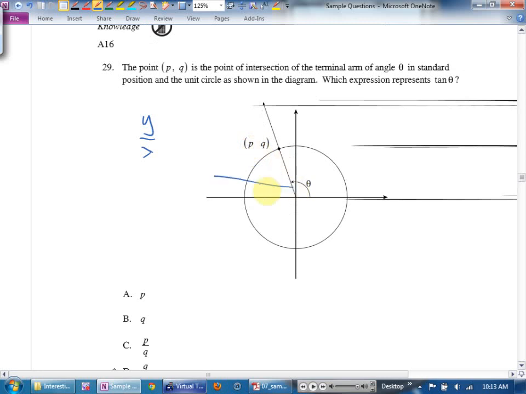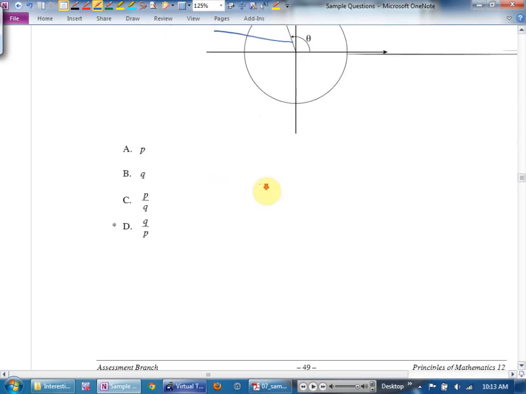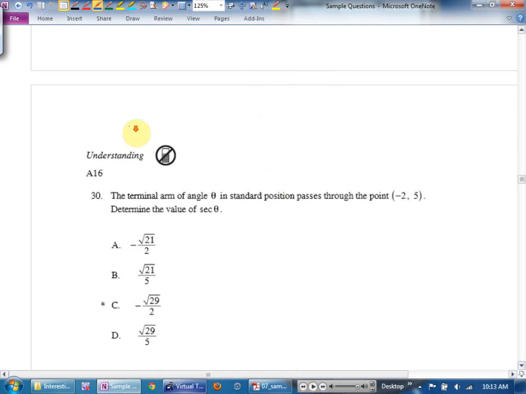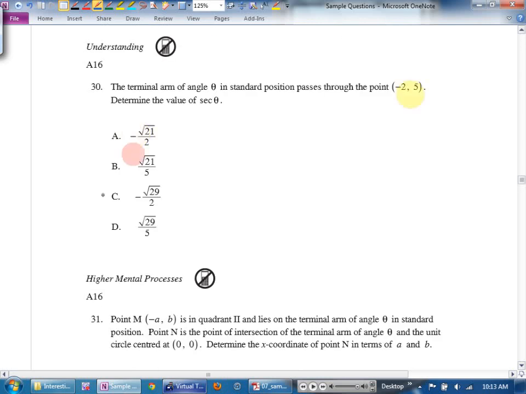Or they can actually give you the numbers and ask you to find any of the 6 trig ratios. So here's x, here's y, you can find r, and then figure out secant goes with cosine, so r over x. Or they'll have you do one algebraically. We've done a few of those as well.